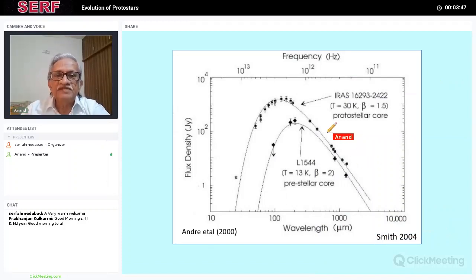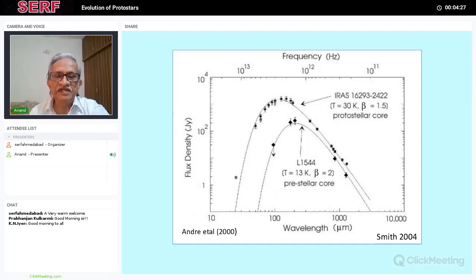Now, such clumps exhibit very nice blackbody type spectral energy curves. This is wavelength versus the flux density. You can fit a very nice blackbody equation, Planck's distribution, for a temperature of T equal to 30 Kelvin for an object called IRAS so and so. These are all protostellar cores. And one more such protostellar core, which is colder, 13 Kelvin, is also nicely fitting.